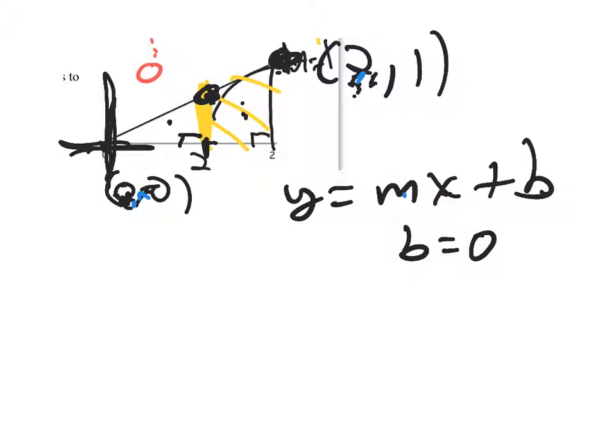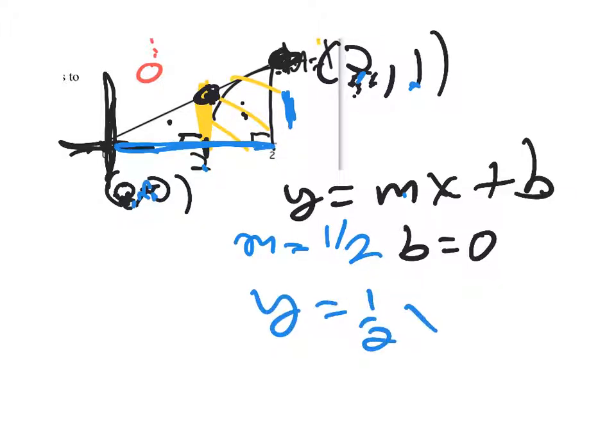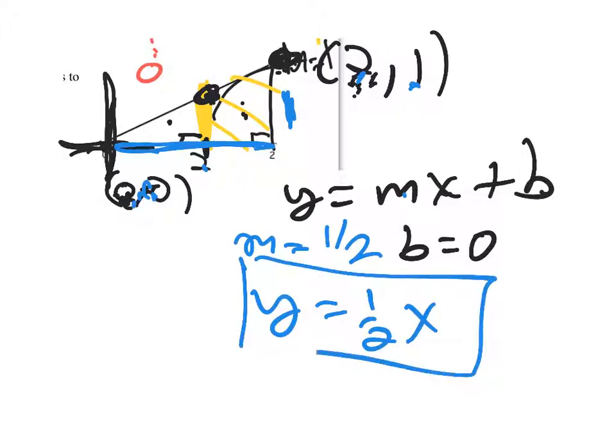What's the rise? From here to here. 1. It went up 1. That's the rise. What's the run? How long is that? 2. So what's the slope? The slope is 1/2. So my equation is y equals 1/2 x plus 0. There's my equation for any point that I choose to use, any point at all.